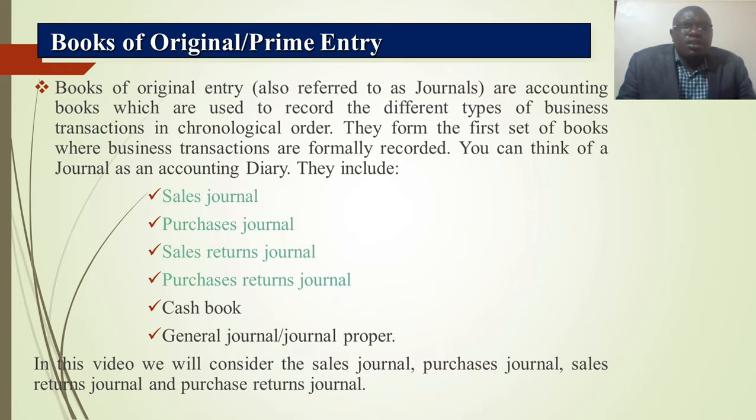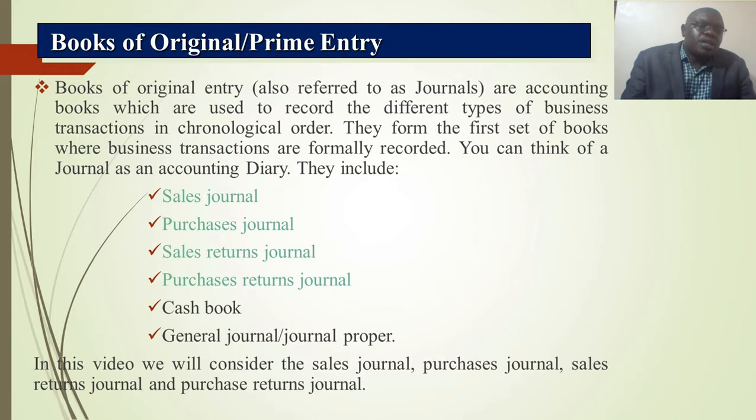You can think of this journal as an accounting diary which keeps record of daily transactions which happen within the business. The journals which are kept within the business include sales journal, purchases journal, sales returns journal, purchases returns journal, the cash book, and the general journal, or what is sometimes referred to as the journal proper. In this video, we are going to consider the first four, that is the sales journal, the purchases journal, the sales returns journal, and the purchases returns journal.